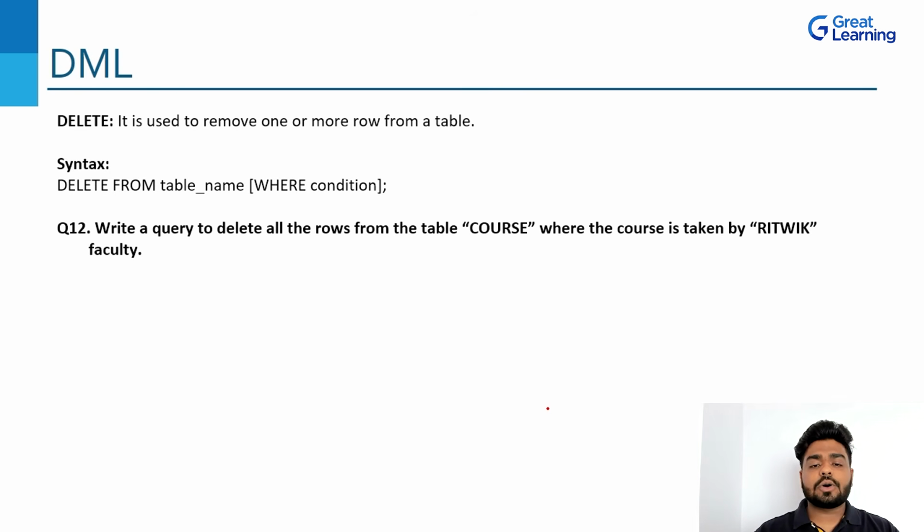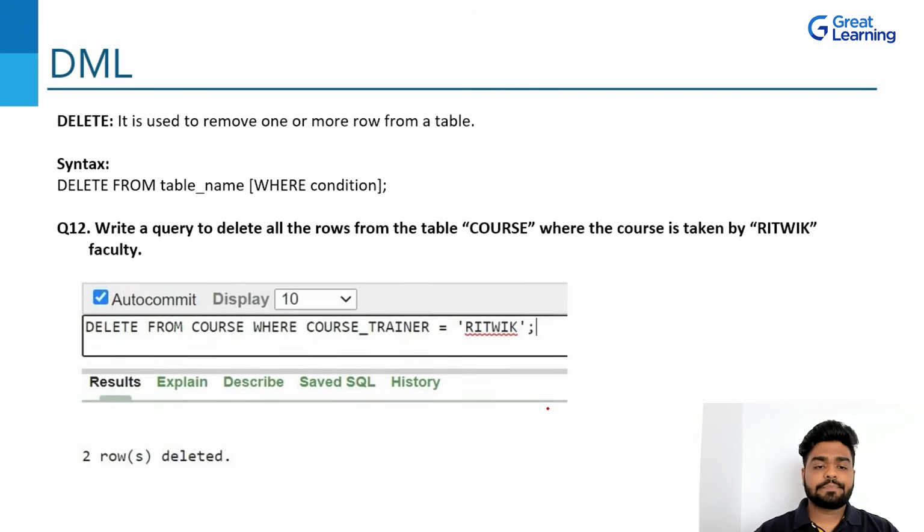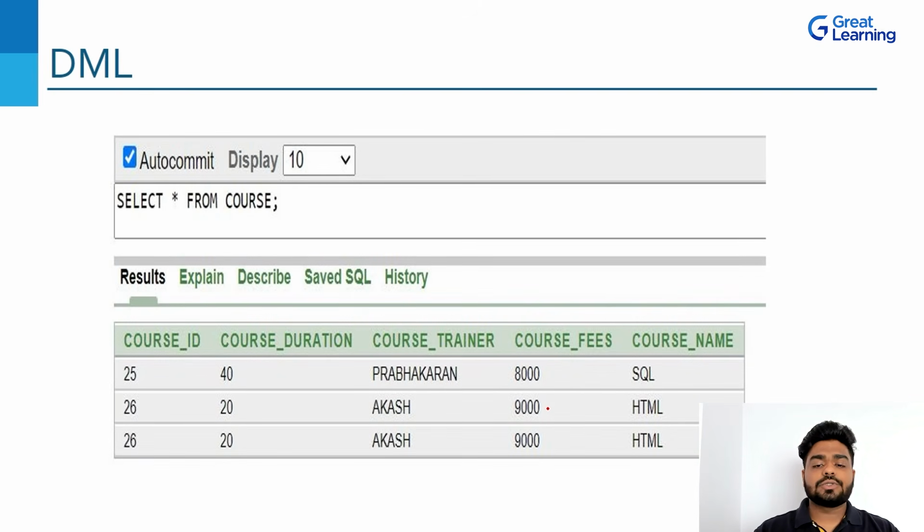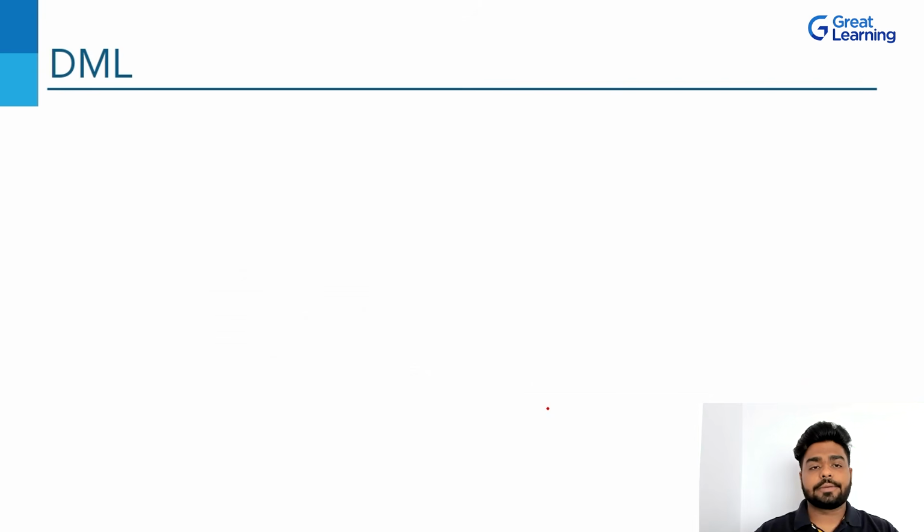Write a query to delete all the rows from the table course where the course is taken by Ritvik. So I want to delete only those course details which are taken by Ritvik. So delete from course where course trainer is equal to Ritvik. I hope you understood the exact meaning of these three things: drop, truncate and delete. So do not get confused because this is one of the very important questions asked in the interview. So you can see Ritvik information is now gone.